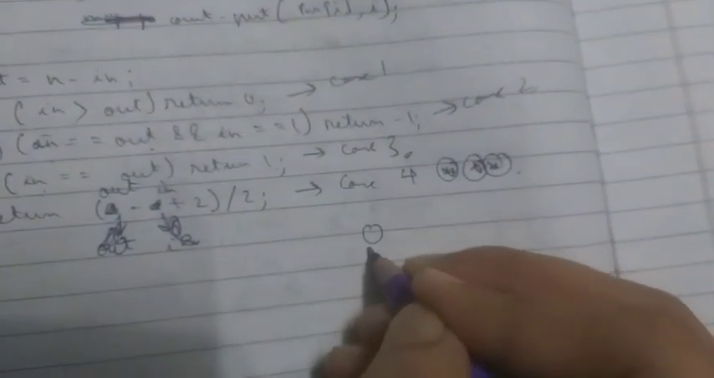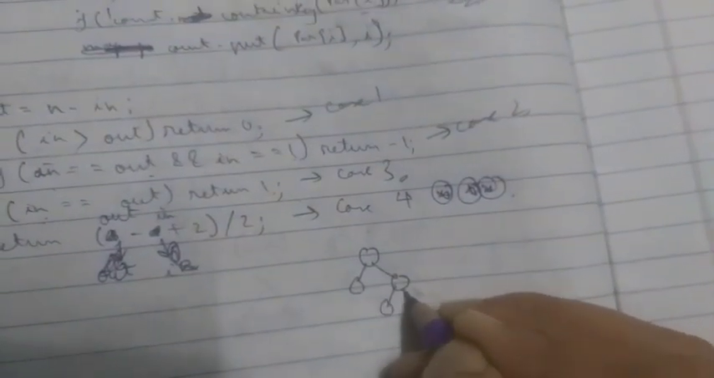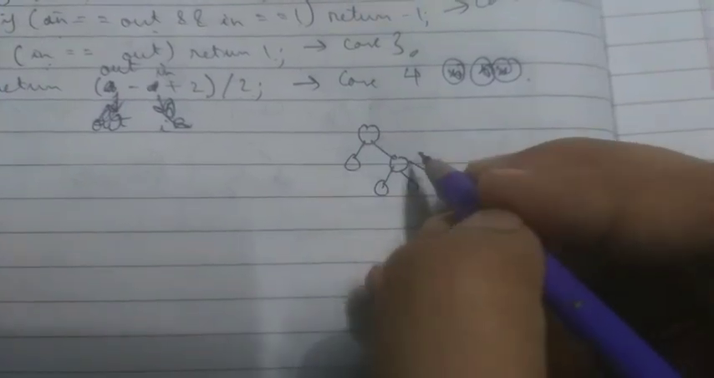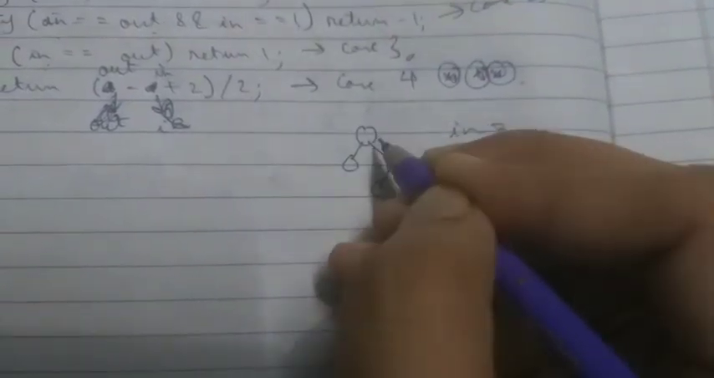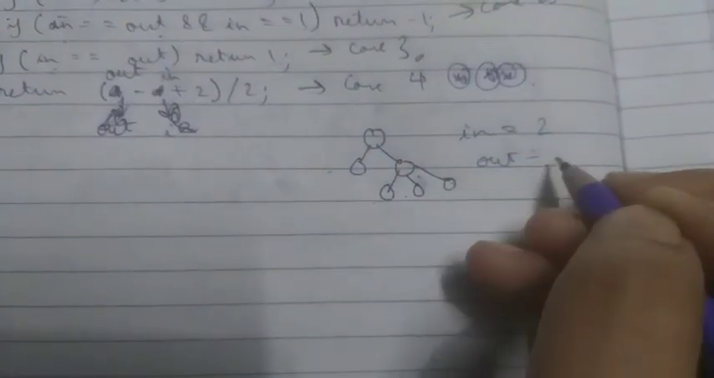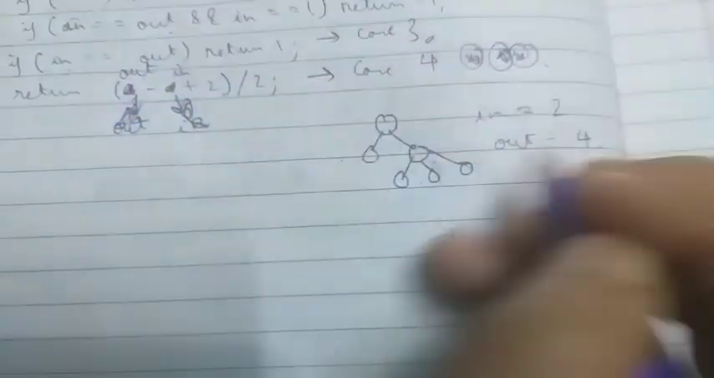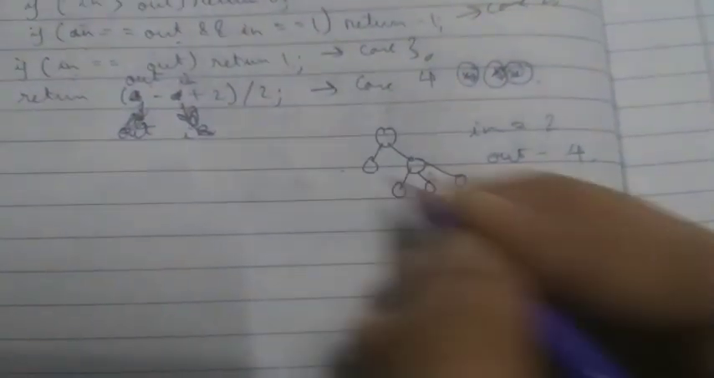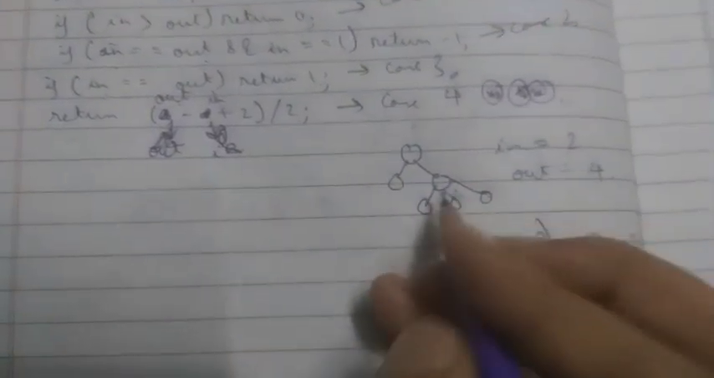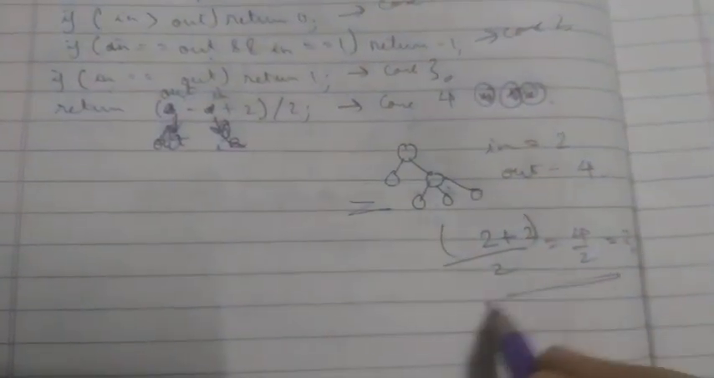So in this case, let me write it again. This was the tree, and this answer should be 2 according to the steps that I have told you. So the number of internal nodes, in, is 1 2, and out is 1 2 3 4, that is leaf nodes. Now let's see, out minus in, that is 4 minus 2, 2, plus 2, by 2, that is 4 by 2, which is 2. Now no matter whatever tree you take, this is the basic formula for this.